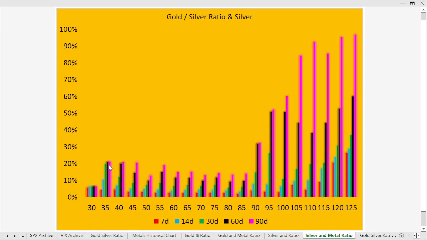But the problem is that because the market is so slow moving, when we see the gold-silver ratio go down to 35, it may stay there for 6 months. It may stay there for over a year. The metals are a very slow-moving market. So I wouldn't really let this math deceive us.